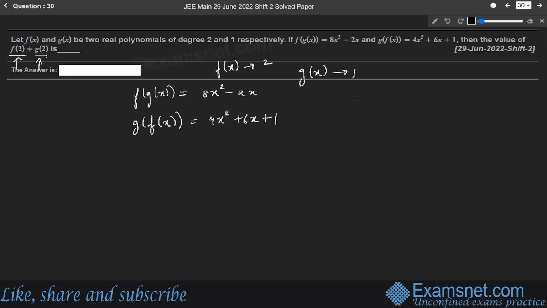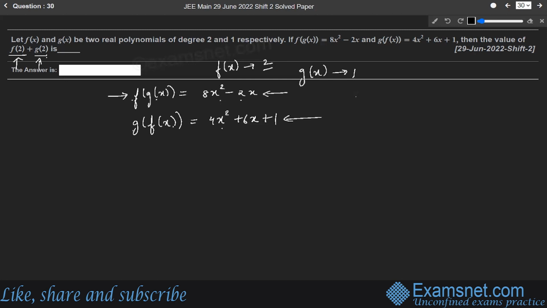So firstly, let us focus on the first part, f of g of x. It is 8x square minus 2x. We have to transform this function in such a way that the x present in this function will be equal to g of x. And the second part, it is g of f of x. We have to transform this function in such a way that here the x becomes f of x. So this is the random thinking. We have to randomly think of a value that we will substitute here in order to get f of x and g of x.